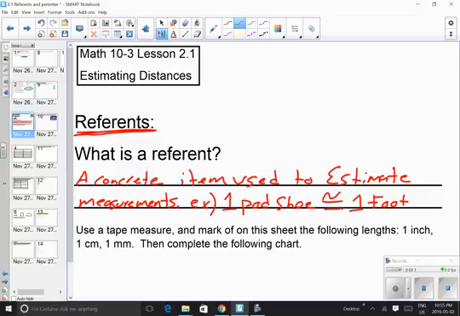So, to help you out with coming up with your own referent instead of just using one of my shoes, I want you to use a tape measure and mark off on this piece of paper the following lengths. How long is 1 inch? How long is 1 centimeter? And how long is 1 millimeter? So grab a tape measure and go ahead and do that. Then we're going to fill out the following chart.